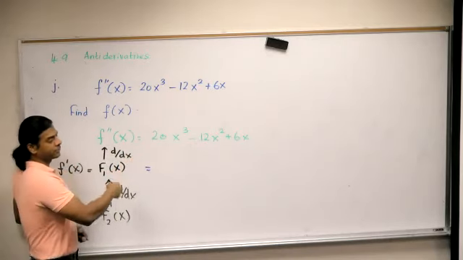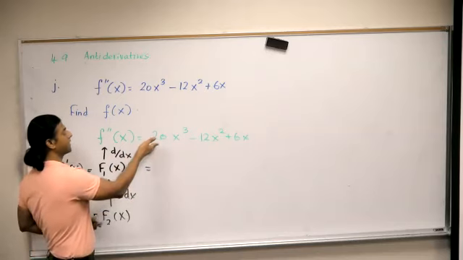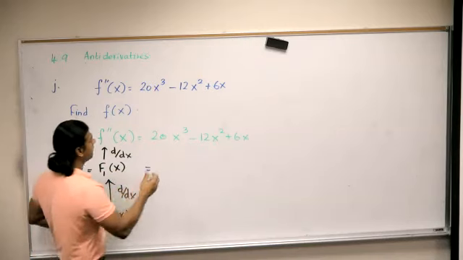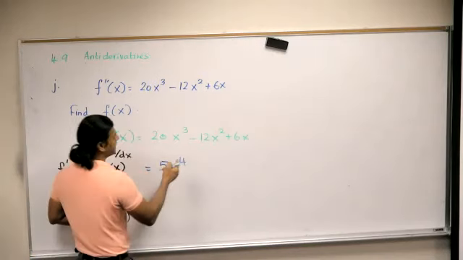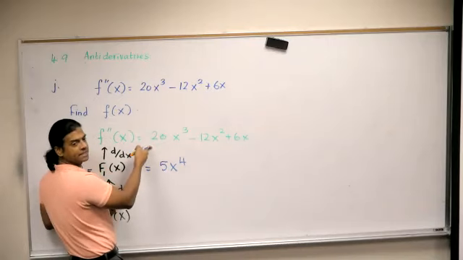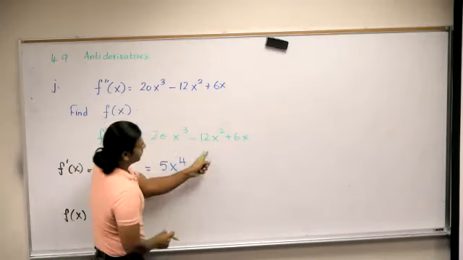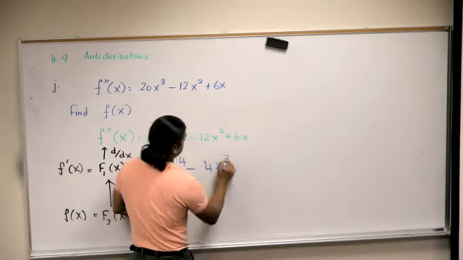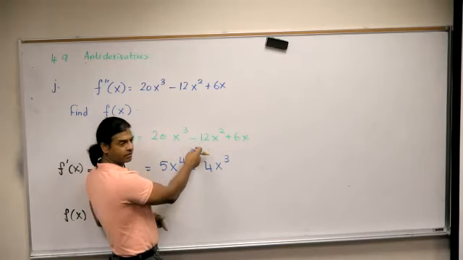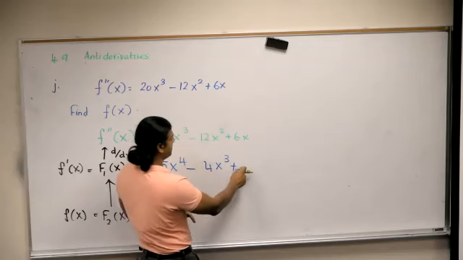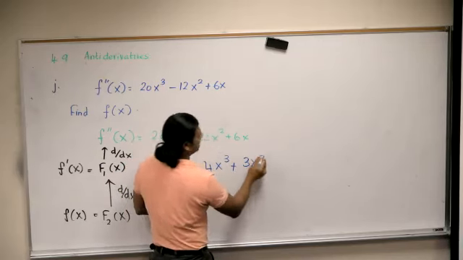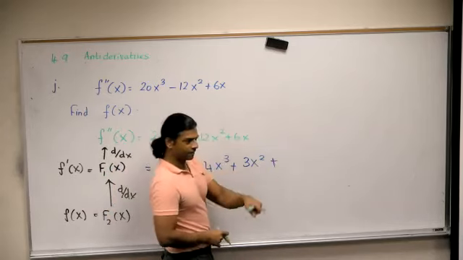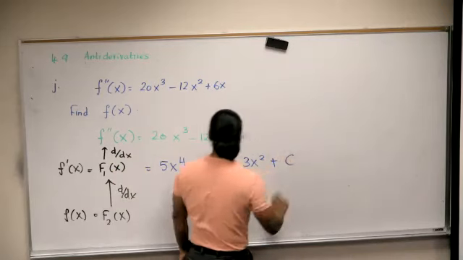I've got something here, when I take the derivative, it should give me 20x cubed. So what should go up there? 5 times x raised to the 4. When I take the derivative, I will get 20x cubed. What should go there? 4x raised to 3. When I take the derivative, I will get 12x squared. What should be the next one? When I take the derivative, I will get 6x. But I've got to put a constant here, right? So I'm going to put C.